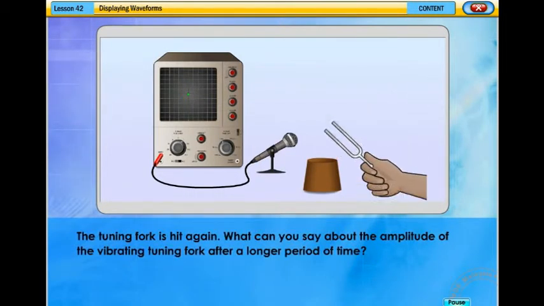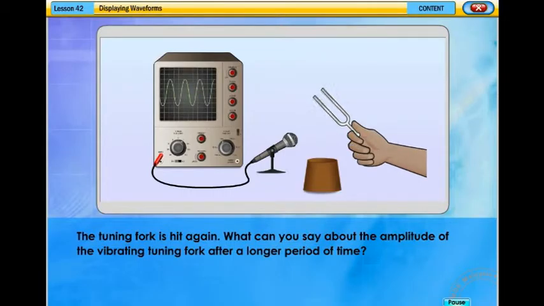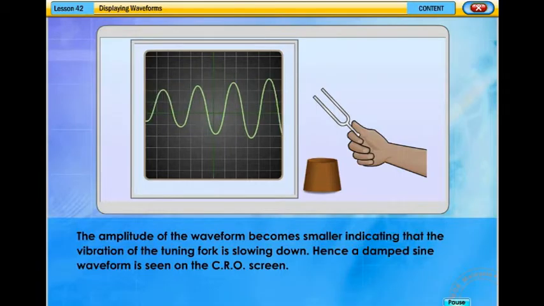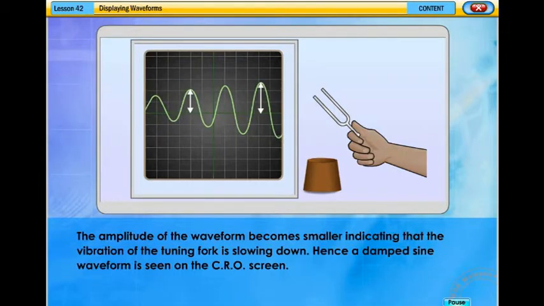The tuning fork is hit again. What can you say about the amplitude of the vibrating tuning fork after a longer period of time? The amplitude of the waveform becomes smaller, indicating that the vibration of the tuning fork is slowing down. Hence, a damped sine waveform is seen on the CRO screen.